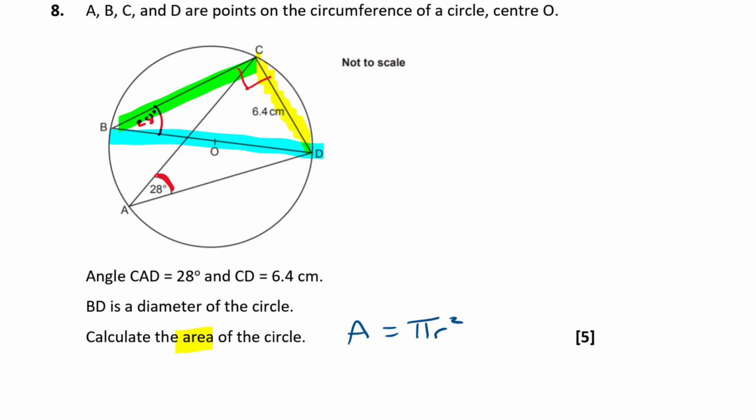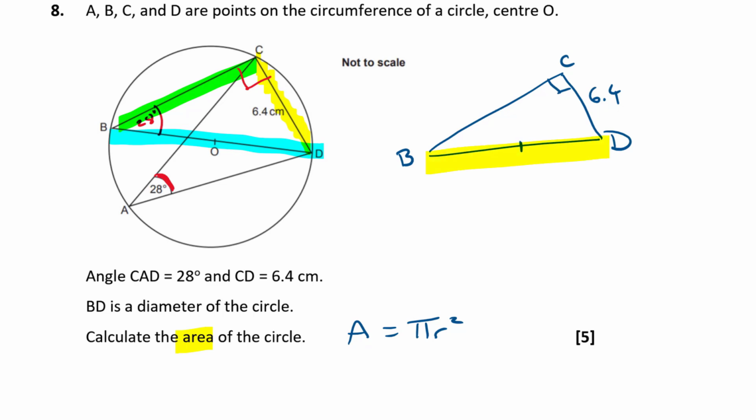Okay, so that is quite helpful because that means we've got a right angled triangle which we know one angle of and one side of. So let me just pull that out. So I've got B, C, D, where that's a right angle and that is 6.4 centimetres. Now I want to find the radius or the diameter, which is half of BD, isn't it? So if I can find this side here, I should be good. Okay, remember that is 28.